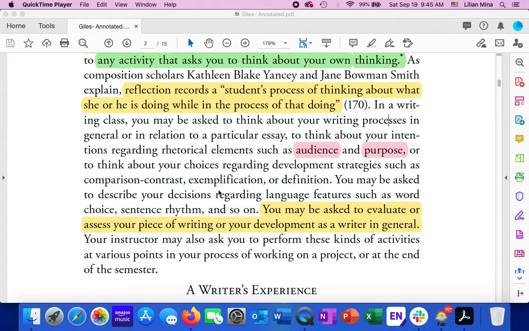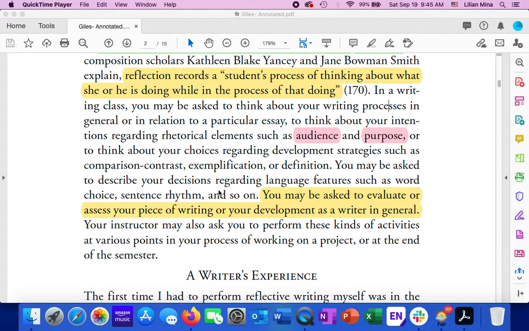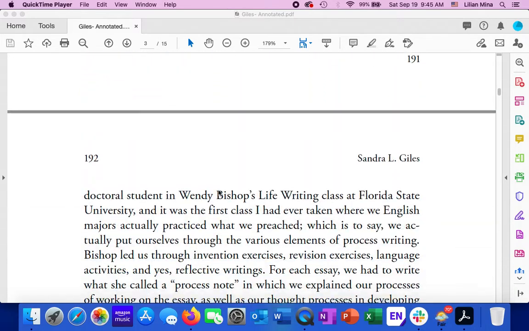You may be asked to evaluate or assess your piece of writing or your development as a writer in general. This is going to be a journey throughout this course. I'll always ask you to reflect on your own thinking, to reflect on your own writing practices and writing decisions, because the more aware you are of these processes and these practices, the more intentional you'll be while writing, and the more you'll take control over your writing process and development as a writer.